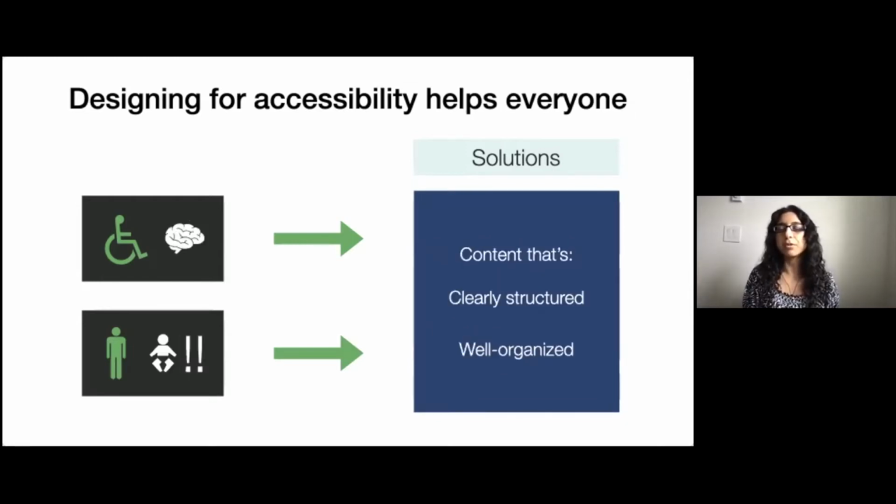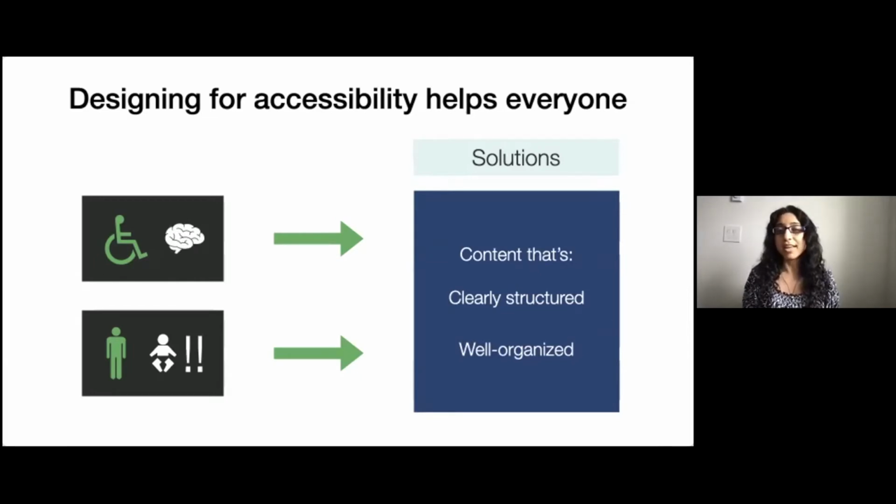And another example, imagine someone who has a cognitive or learning disability. They might have difficulty understanding written text, and they might need your content to be really clearly structured and organized. If it's not, they might actually have trouble understanding it or finding what they're looking for.